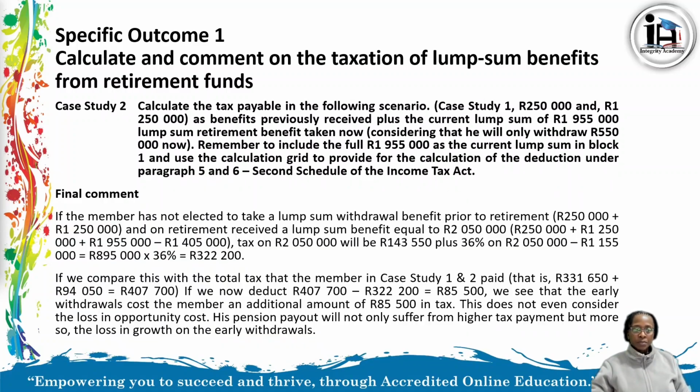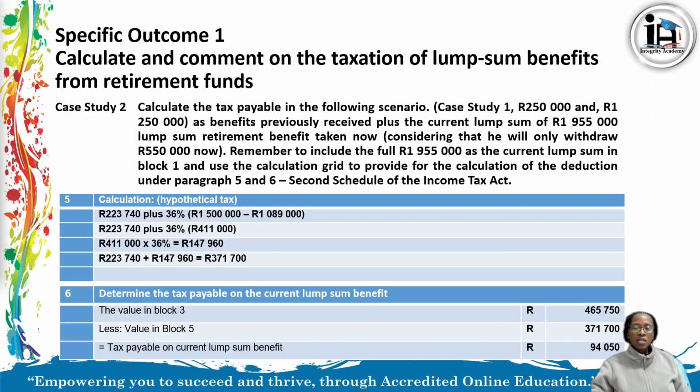And number 6, we determine the tax payable on the current lump sum benefit. That is, we will bring the value in block 3 of 465,750, then less value in block 5 of 371,700, then tax payable on current lump sum benefits of 94,050.